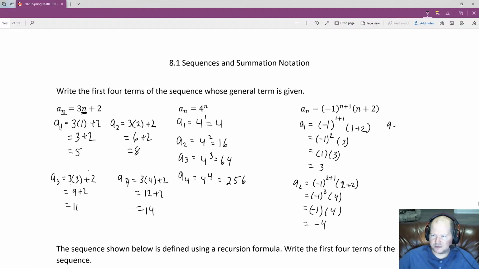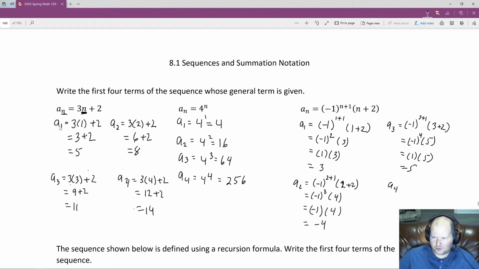Next, we move on to the third one. Again, we go through the entire sequence, and we're going to replace all the n's with 3 now. So 3 plus 1 and 3 plus 2. Negative 1 is now being brought to the 3 plus 1 power, which is a 4, and 3 plus 2 is 5. Negative 1 to the positive 4th power is a positive 1, times 5, which gives us a 5.